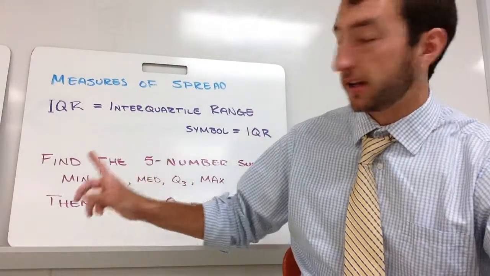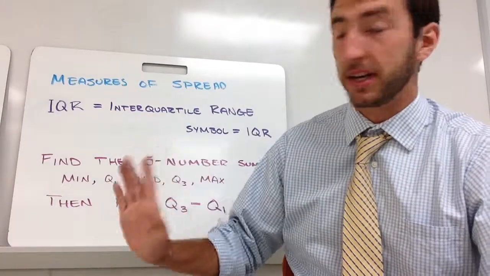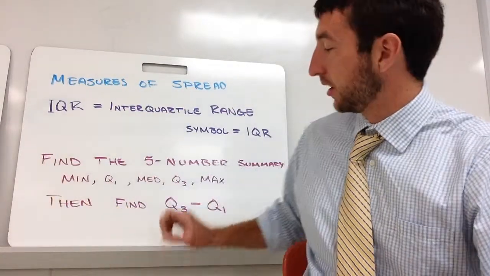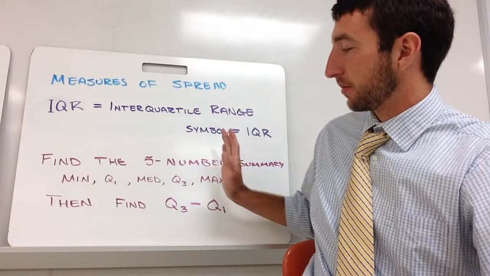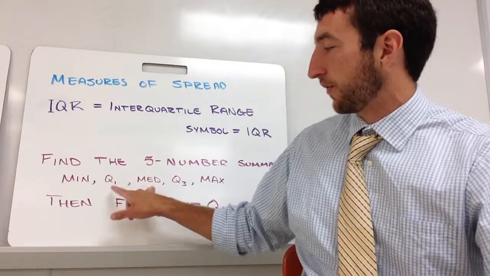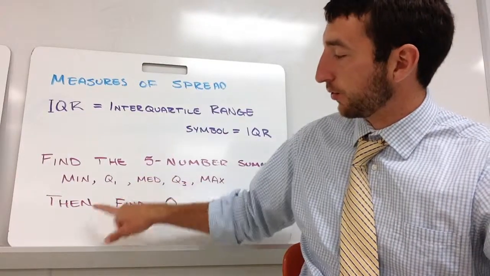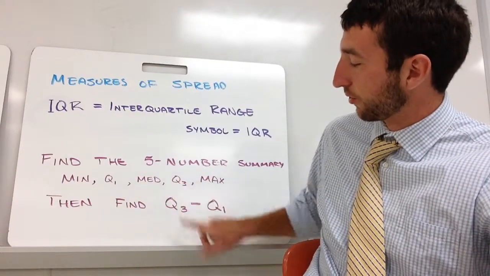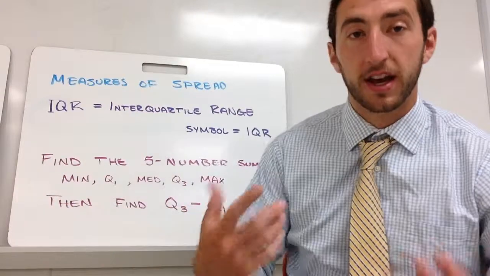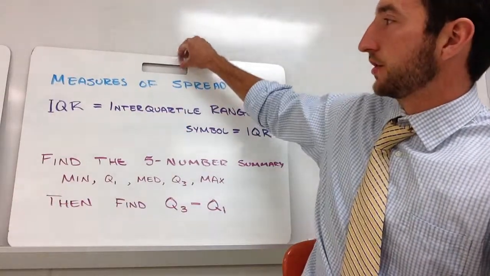And then after you find the median, quartile 1 is the median of the lower half of the data, and Q3 is the median of the upper half of the data. Then after you find these two, they're the two important ones for the IQR, the Q3 and the Q1, you're just going to subtract those. So you're going to take the Q3 and subtract Q1. That gives you your interquartile range.